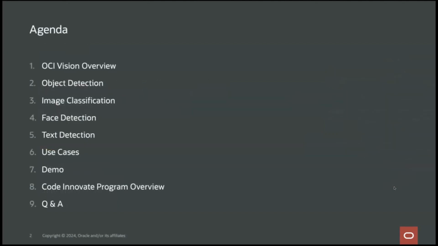So the agenda for today looks something like this. We are going to look at an OCI Vision overview of what exactly the OCI Vision service is and how it is used. Then we'll look at 4 different topics or domains within the OCI Vision service: object detection, image classification, face detection, and text detection. After that, we'll take a quick look at the use cases and then jump into a demonstration of how you can use the OCI Vision service. I'll then pass it on to Sean for a quick overview of our Code Innovate program, and then we'll have Q&A at the very end.